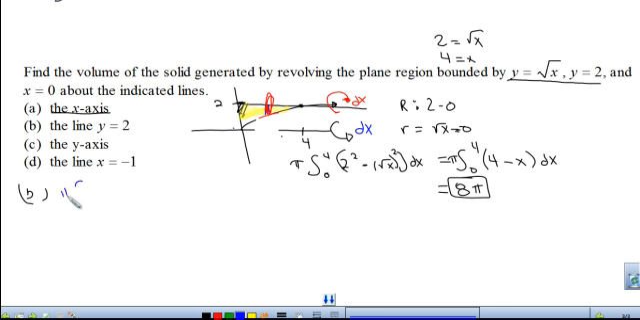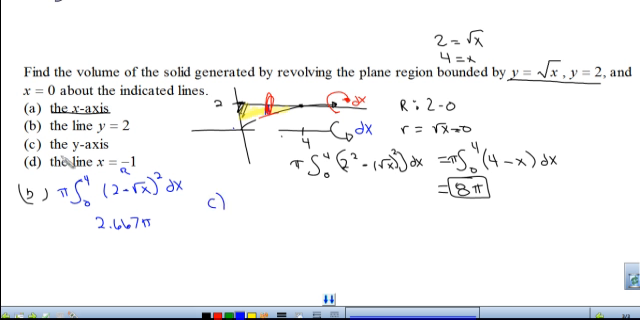So I'm going to have pi from 0 to 4 of the top minus the bottom squared. This is my radius, dx. And I get 2.667 pi.